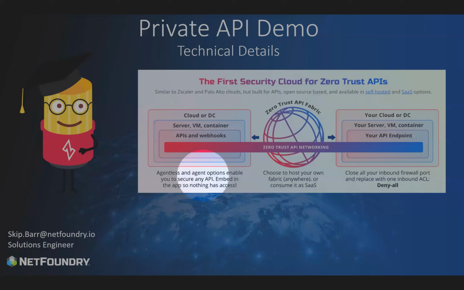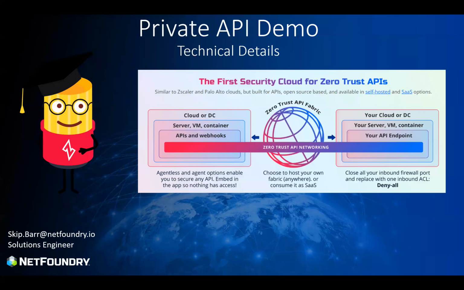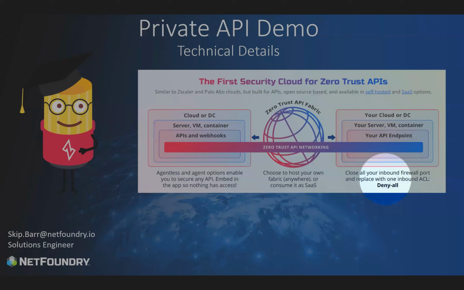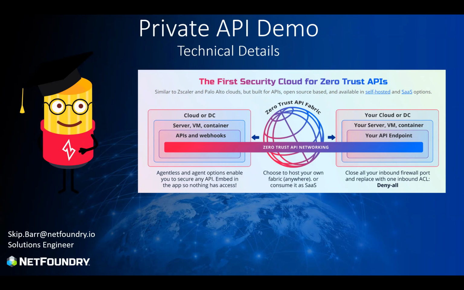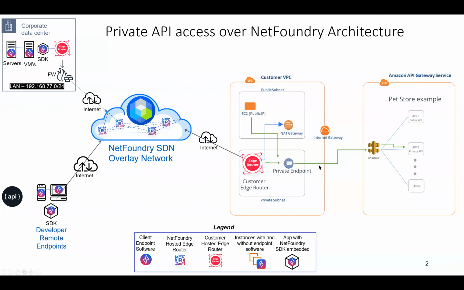The Zero Trust API fabric can be implemented agentless or with agents to secure any API. Best of all, you get to close all inbound firewall ports and create one rule: deny all. Now let's take a look at the platform and the solution.